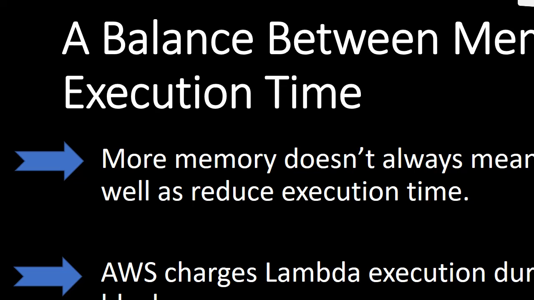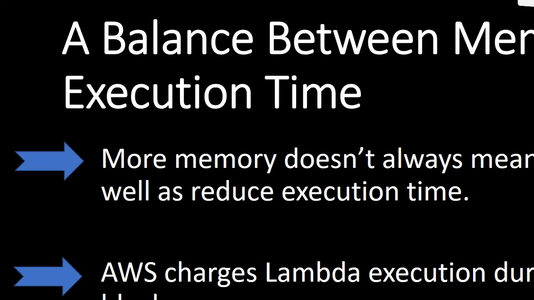But now let's suppose you increase the memory to 192 MB, and your execution time decreases to 100 milliseconds. So here, by saving 10 milliseconds, you have saved 100 milliseconds of billed execution time. That's the reason the cost per invocation is reduced drastically, almost 25%. So this calculation you have to keep in mind.